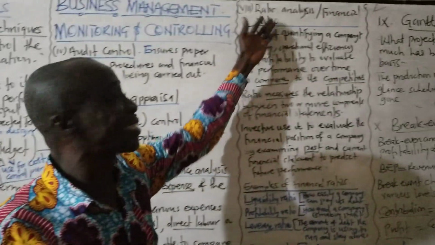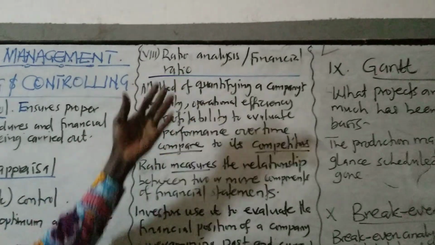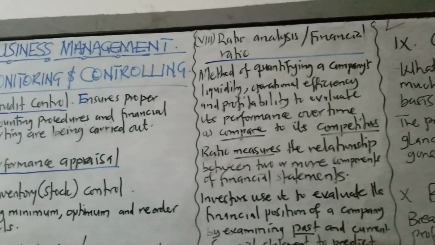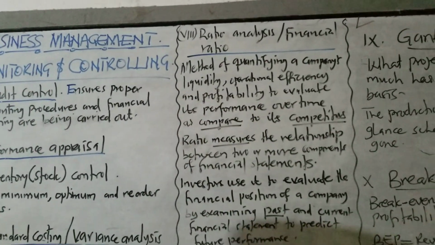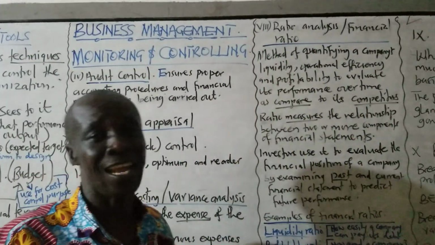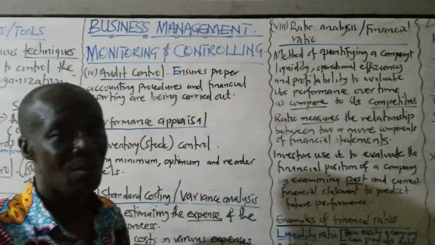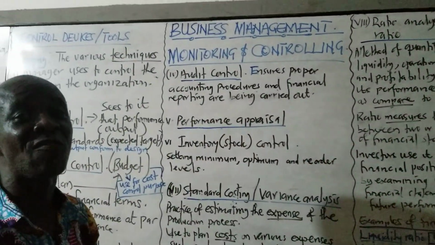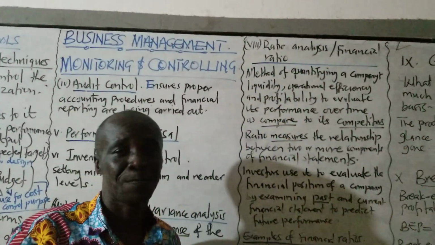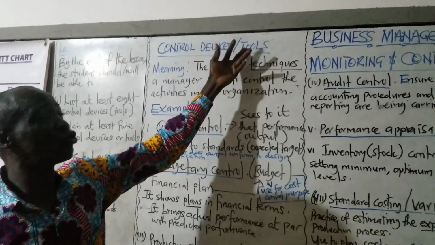Then the next one, still in accounting. You have been doing ratio analysis or financial ratio in accounting. So that one you may even know better than I do. And if you have not learned it now, your accounting teacher one day will teach you financial ratios. But we are using it, so I'm going to give you a brief explanation as to why it is a control device or a control tool.